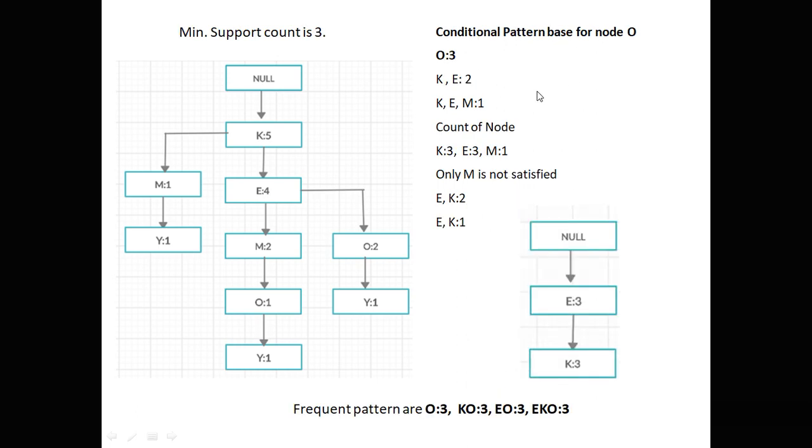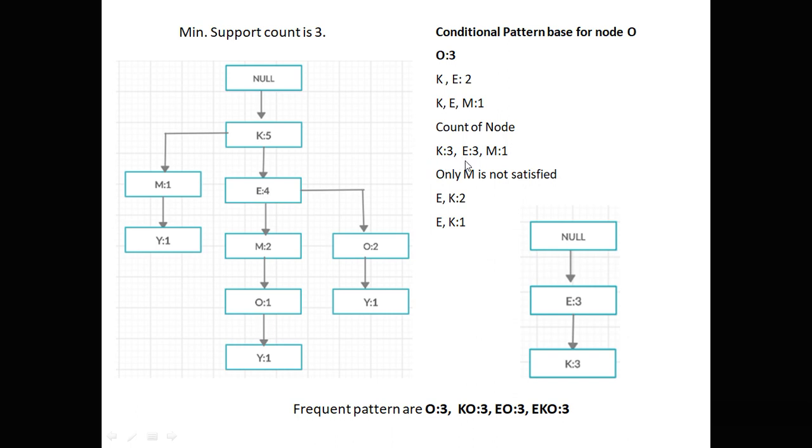Next is the conditional pattern base for node O. Node O appears here, that is KEM 1 time, and here KE 2 times. See, this is KE 2 times and KEM 1 time. Now we count. K is 3, E is 3 and M is 1. Only K and E get satisfied, M is not satisfied.